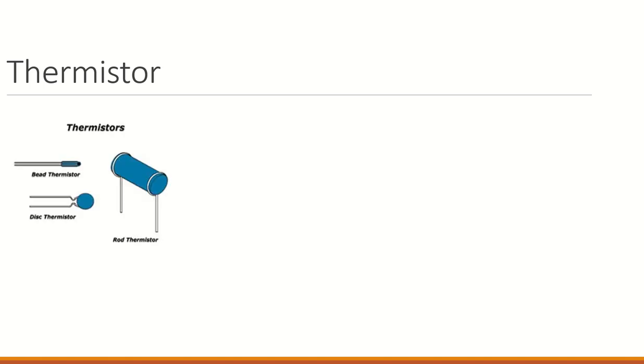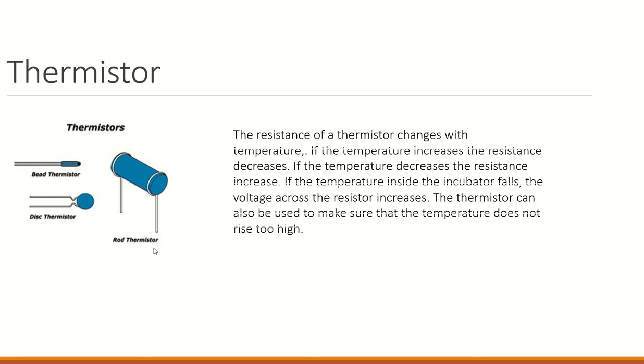Now, this is what the thermistor looks like. There are three kinds. You have the bead thermistor, the disc thermistor, and the rod thermistor. Now, how does a thermistor work? The resistance of a thermistor changes with temperature. If the temperature increases, the resistance, or the fighting force within the circuitry, decreases. If the temperature decreases, then the resistance increases.